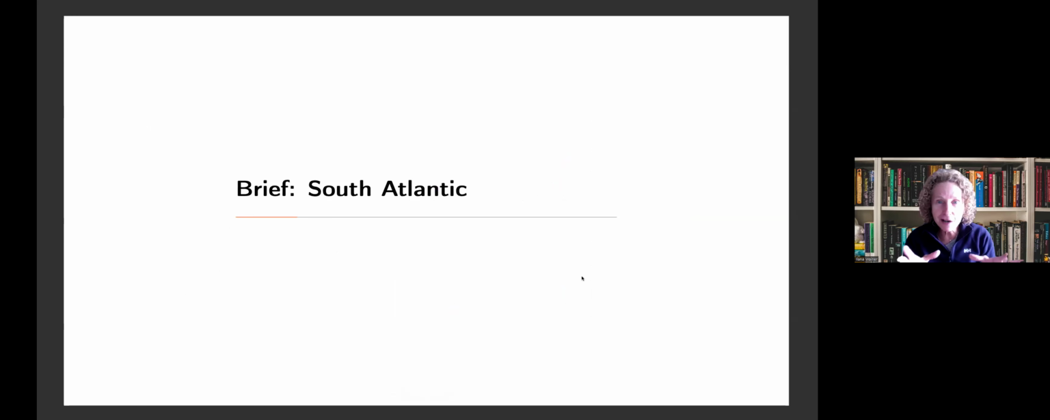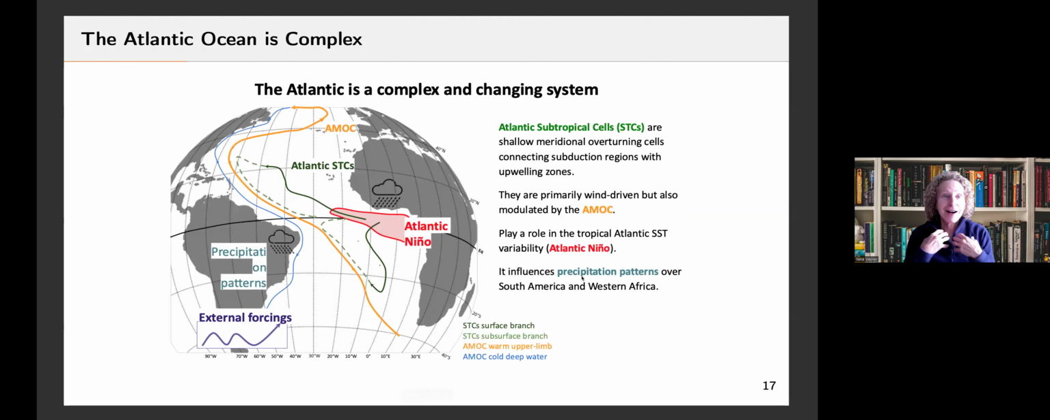But before I show you, I don't expect you know much about the circulation of the South Atlantic, which is something I think is really important. I just want to briefly describe what's happening here, okay? The Atlantic is a complex, changing system.